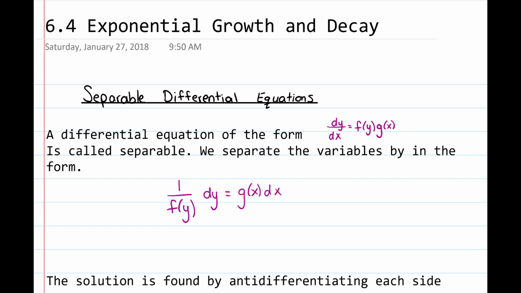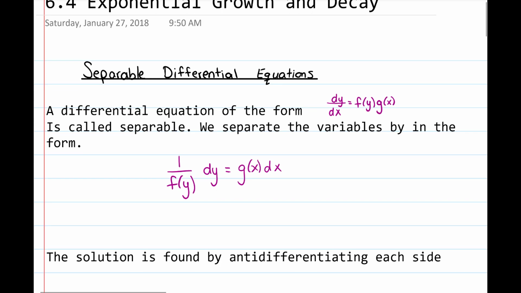Now we're going to introduce something called separable differential equations. A differential equation of the form dy/dx, so the change in y with respect to x, equals f of y times g of x, means that there are two variables changing. So we call this separable. We separate the variables in the form 1 over f of y dy equals g of x dx. What we did here is we divided the y function to both sides and multiplied the dx to both sides. We find the solution to this type of problem by taking the antiderivative of each side.